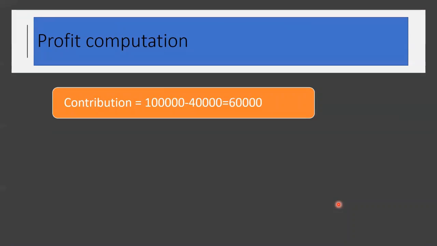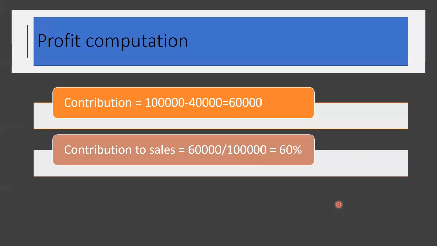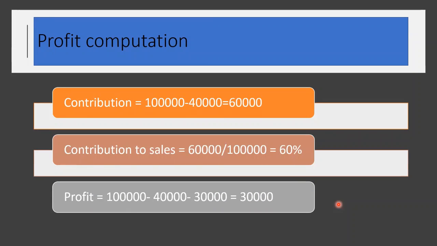Let's look at how profit is computed in the same equation. Contribution, we know, is 1 lakh minus 40,000, which is 60,000. Contribution to sales, we know that is 60,000 divided by 1 lakh, that is 60%. So what is profit? Profit is equal to 1 lakh minus variable cost, that is 40,000, minus 30,000, which is fixed cost. Your profit in this case is equal to 30,000. In other words, contribution, that is 60,000, minus only fixed cost will also give you the profit.